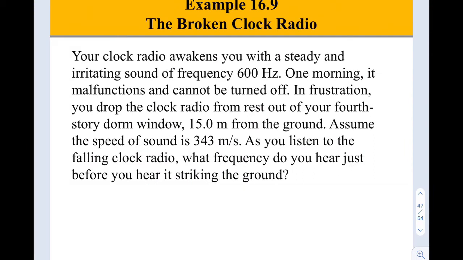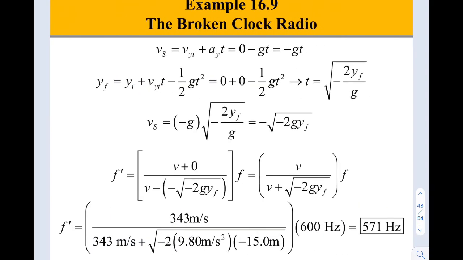So let's apply that equation to this example. Your clock radio awakens you with a steady and irritating sound of frequency 600 Hz. One morning, it malfunctions and cannot be turned off. In frustration, you drop the clock radio from rest out of your 4th story dorm window, 15 meters from the ground. Assume the speed of sound is 343 meters per second. As you listen to the falling clock radio, what frequency do you hear just before you hear it striking the ground?